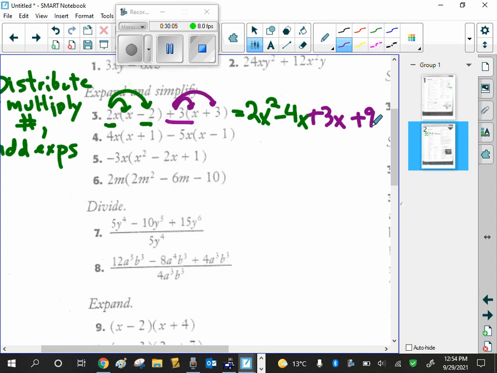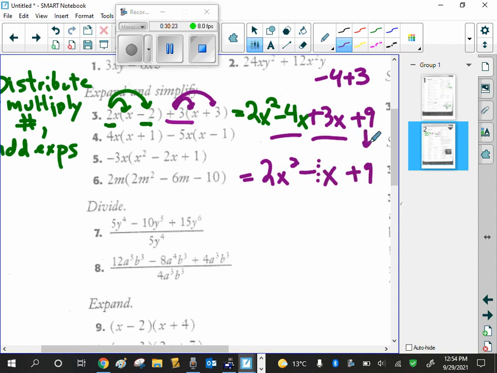Good job. Negative 4 plus 3. That's what you do. In your head, you get negative 1. Don't have to write down the 1. If you do, that's fine. And the first term and the last term just come down. That's a 9, sorry. Looks like an A. Anybody get 2x squared subtract x plus 9? Right on. Your turn to do 4 the exact same way.